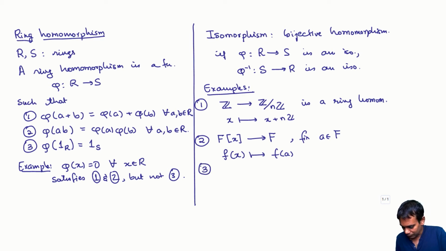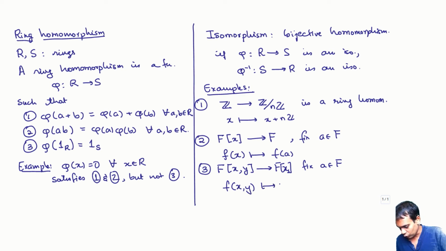And example 3, you can go from 2 variables to 1 variable. So you can define the homomorphism from F of x, y to F of x by just putting f of x, y goes to f of x comma a. Now this a is fixed and x is still a variable, so this is a polynomial in one variable. This is also a ring homomorphism.